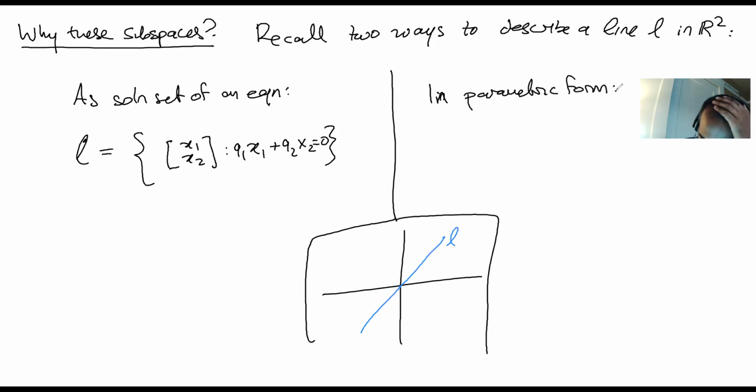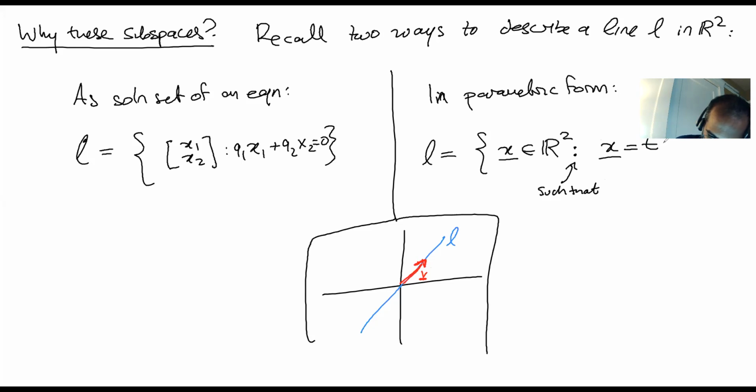Parametric form means you choose some direction on this line, which is a vector. Let's call this vector v, and then you say, well, it's all points you can reach by moving along that direction, right? The set of all x in R2 such that, people have been asking again in office hours, so let me just remind you, such that x is equal to some multiple t of v, where t is some real parameter.